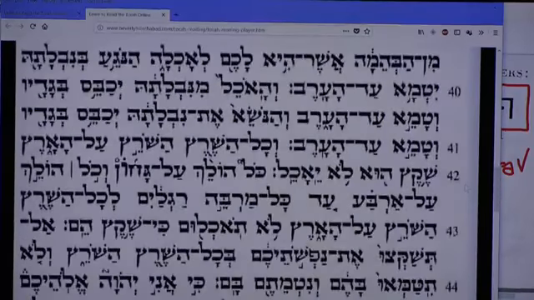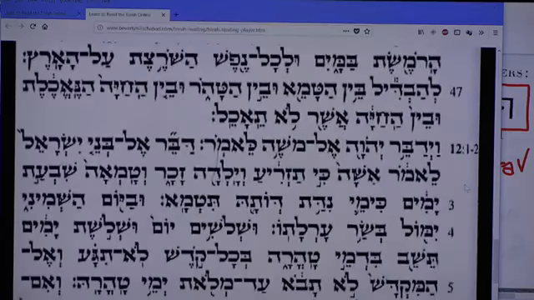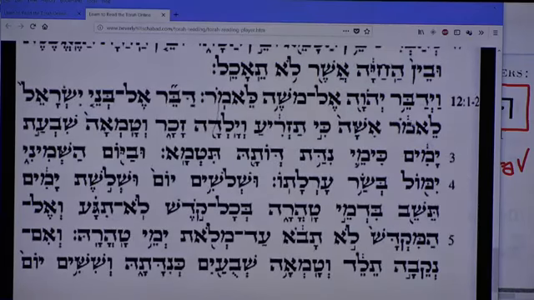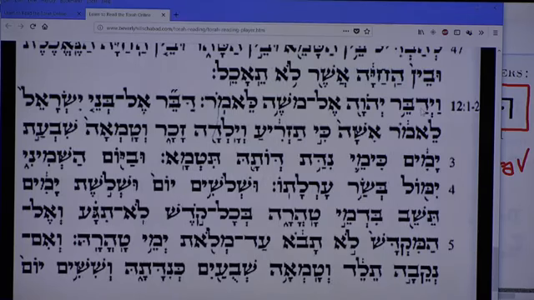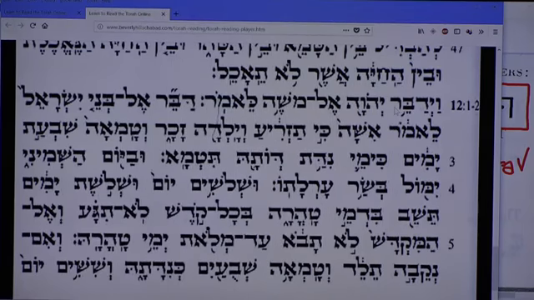So let's say, see this? This looks pretty complex, doesn't it? In fact, it really isn't. This is Leviticus 12, verse 1. Vayedaber, first word. Daled, Beit, Resh. Dever. Speak. So this must be something to do with speak.